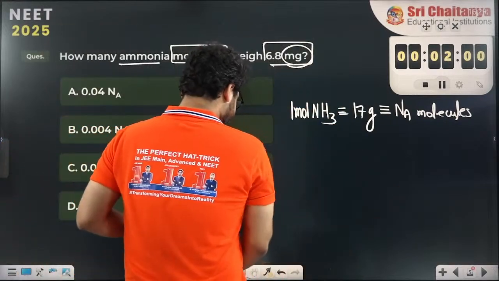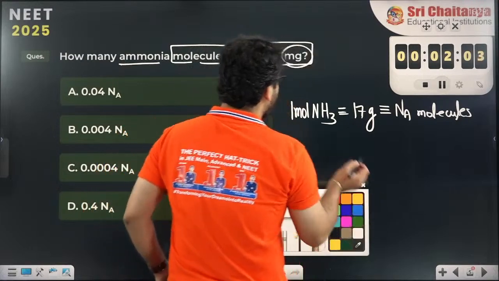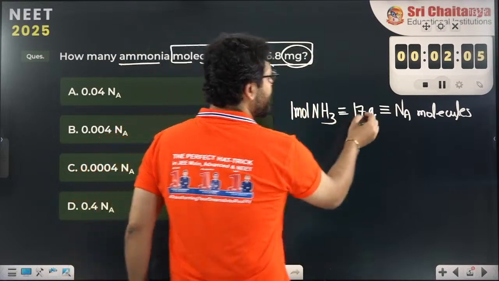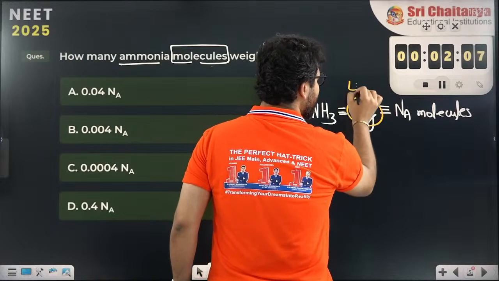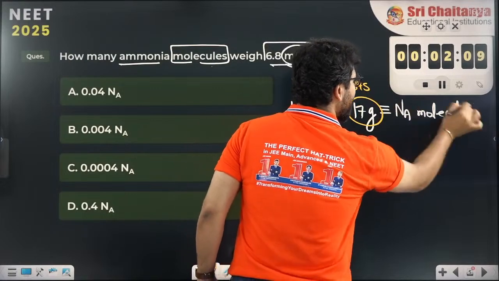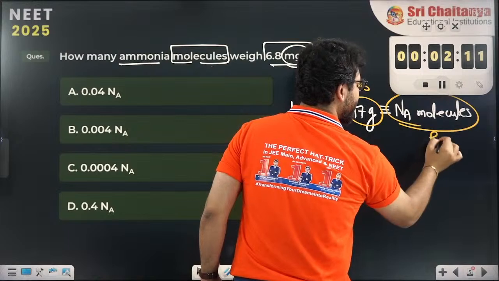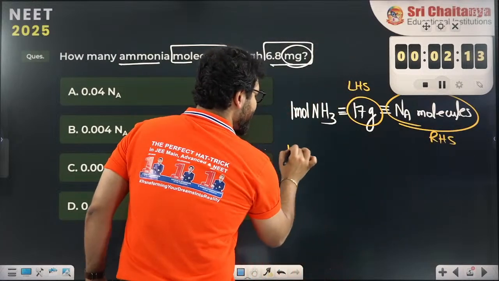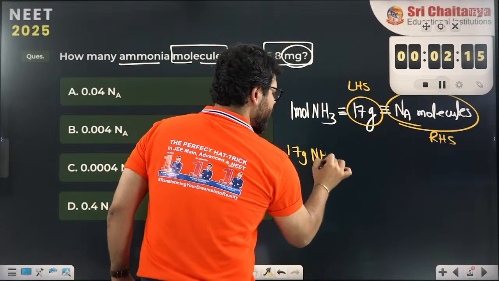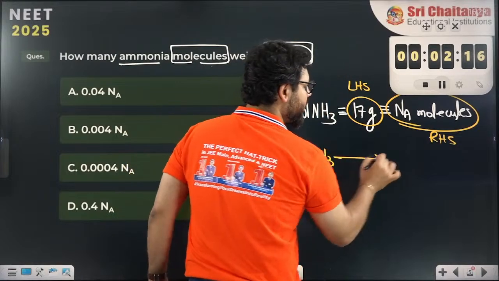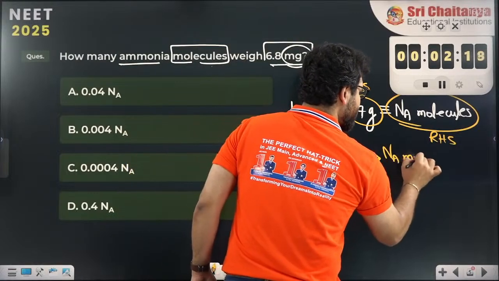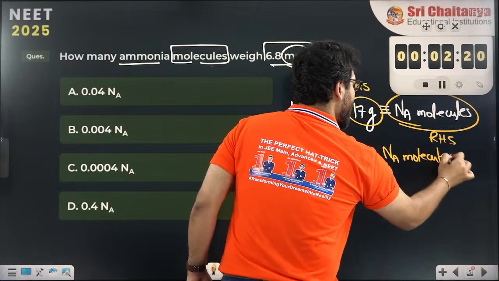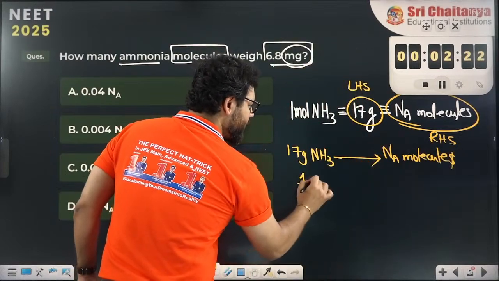17 gram contain Avogadro molecules. Unitary method. Whatever is known, you can keep it on left hand side. Mass is known, so I will keep this mass on left hand side. I will keep this Na molecules on the right hand side. I will say 17 gram ammonia contain Avogadro molecules.